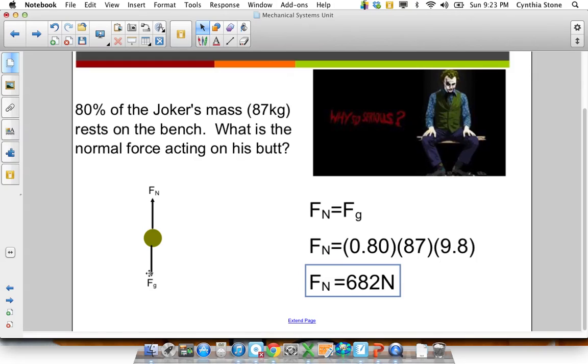So normal equals gravity, 0.8, meaning 80% of the 87, because we're saying that some of his mass is maybe supported by the floor or whatever, so only 80% of his mass, and that's where that's coming from. Normally we just use mg, and so the normal force is 682.